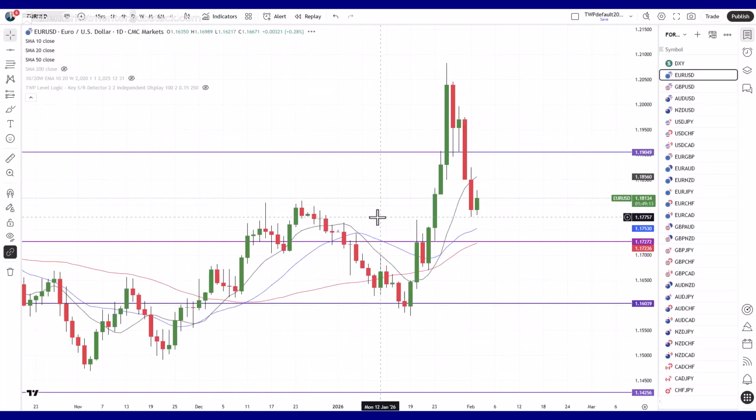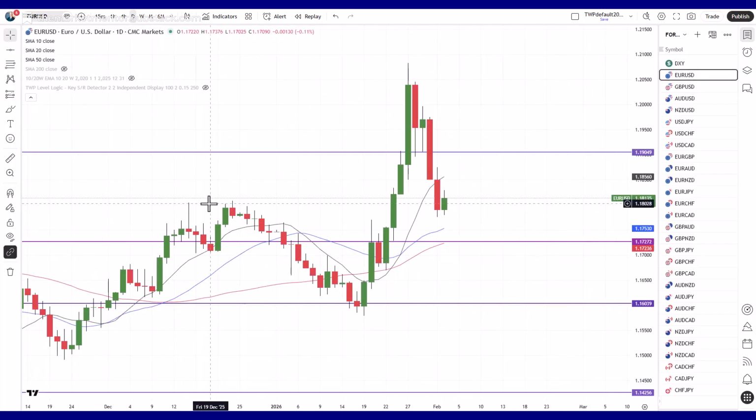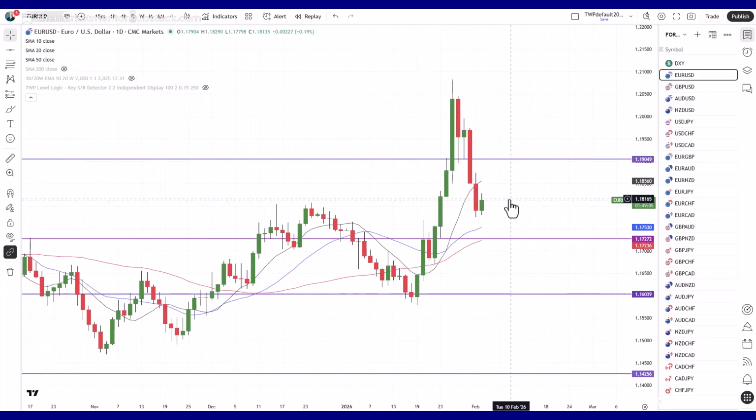So what does that actually mean for traders? It means that there's a possible buy opportunity here on Euro Dollar. Potentially, if it is ultimately going to continue up from here, this is where it's going to do it from, which means an entry above the high, stop loss below the low.